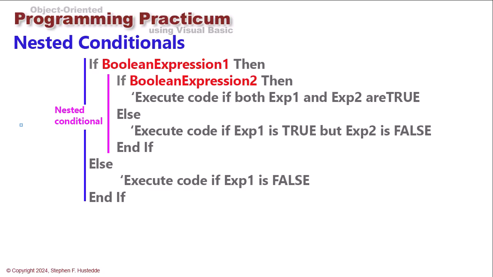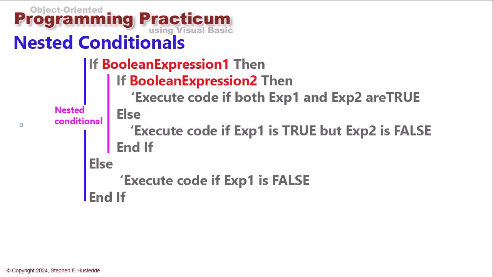Sometimes in our algorithms, we might want to have a fork in a conditional that's based on more than one expression. One way to do that is to use what we call nested conditionals, where we put a conditional structure inside the fork of another conditional structure. So we have an inner conditional and an outer conditional. And that inner conditional, in this case Boolean expression 2, is called a nested conditional.